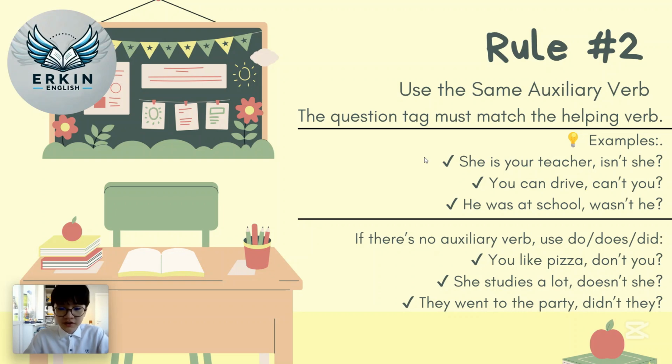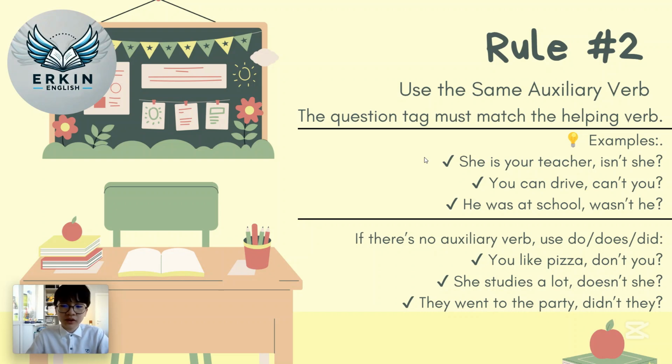She is your teacher, isn't she? Here is is in the main sentence, so we use isn't she? Or another example, you can drive, can't you? Can is in the main sentence, so we use can't you?